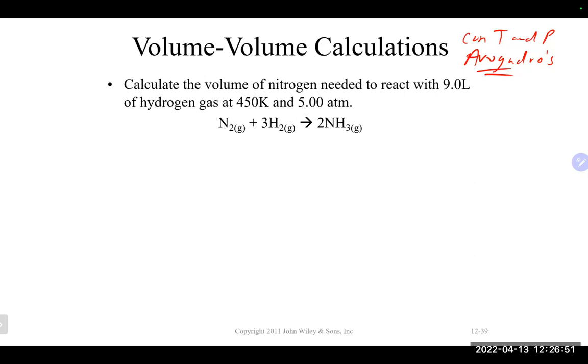Again, in this situation, you can still use the ideal gas law if you don't remember this relationship or how to do it. So just to show you it that way first, you can still approach it as a stoichiometry problem. Here, the temperature is 450 Kelvin and 5 atmospheres for the pressure.